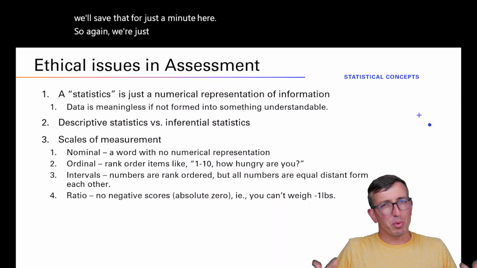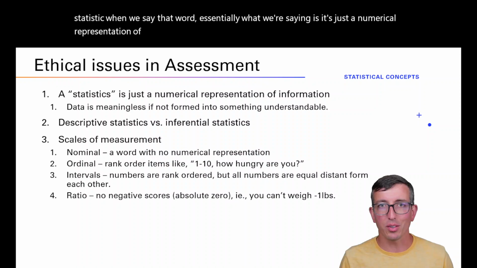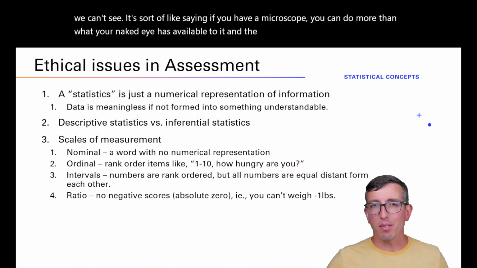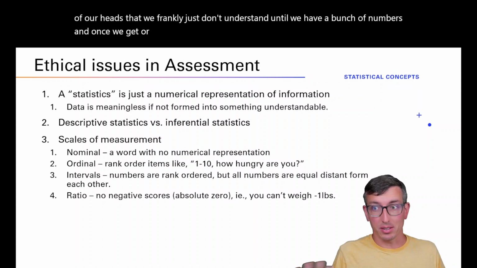A statistic, when we say that word, essentially what we're saying is it's just a numerical representation of information. In other words, we want to take some social construct out in the world and put it into a number that we can then manipulate and do something with. Because if we can do that, then we can understand information that we can't see. It's sort of like saying, if you have a microscope, you can do more than what your naked eye has available to it. In the same way, we have all these social things that happen around us and things that happen inside of our heads that we frankly just don't understand until we have a bunch of numbers, or information, I'll say data of some kind. Once we take that and manipulate it, do something with it, then we can understand it a little bit better.